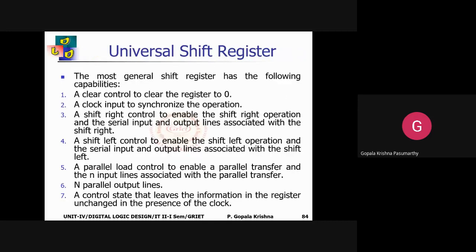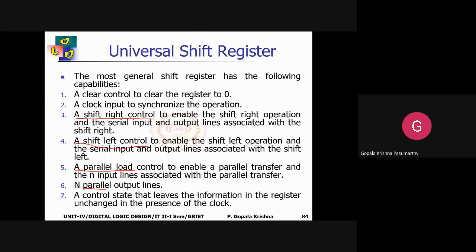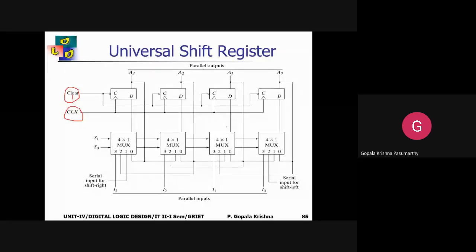Third point, a shift right control. The register is doing shift right. A shift left control, we know the register is doing shift left. A parallel load control, we know when S1 and S0 are 1, it conducts parallel load. And N parallel output lines. Yes, we know A3, A2, A1, A0 are the output lines. And a control state that leaves the information in the register intact. Means the register can be left as it is by making S1 and S0 as 0, 0. That's what he explained. Understand?